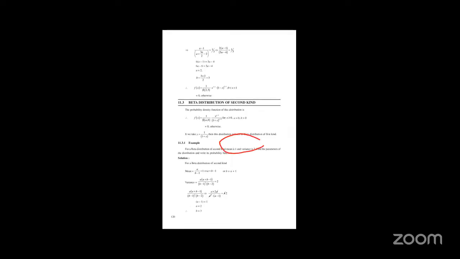So I think we already completed the first example of this. Let me recall this. They will give the mean and variance. They'll give mean as 1 and variance is equal to 2. So find the parameters. They are asking for parameters. So what are the parameters? a and b are the parameters, right? We need to find the values of a and b.